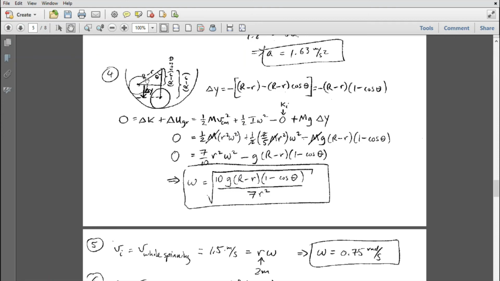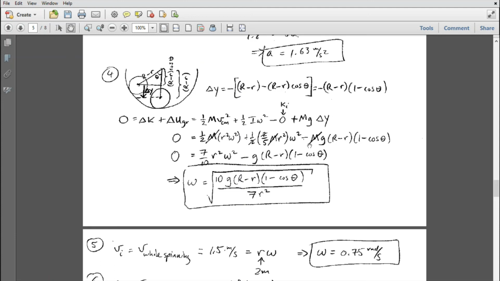Delta y is going to be the small amount that the center of mass goes down. It should come in with a minus sign. You have to do a little bit of geometry there. This distance right here is big R minus little r. This distance right here is big R minus little r, all times the cosine of theta. And therefore, the distance the center of mass falls is big R minus little r minus big R minus little r, all times the cosine of theta. When you simplify that down, it becomes big R minus little r times 1 minus cosine theta. And remember, it's going down, so delta y is negative.